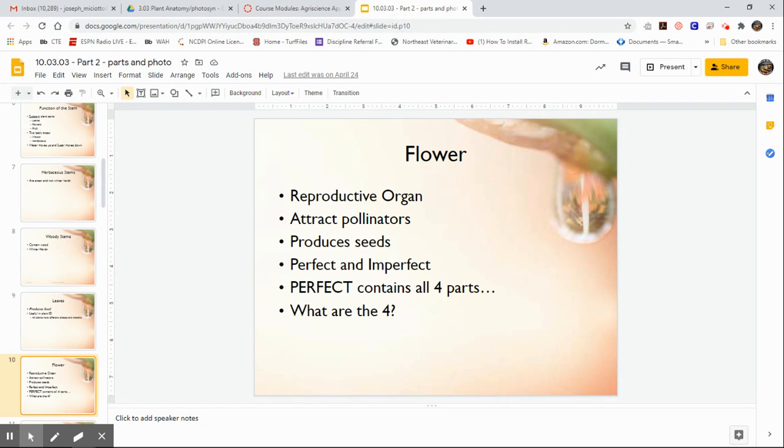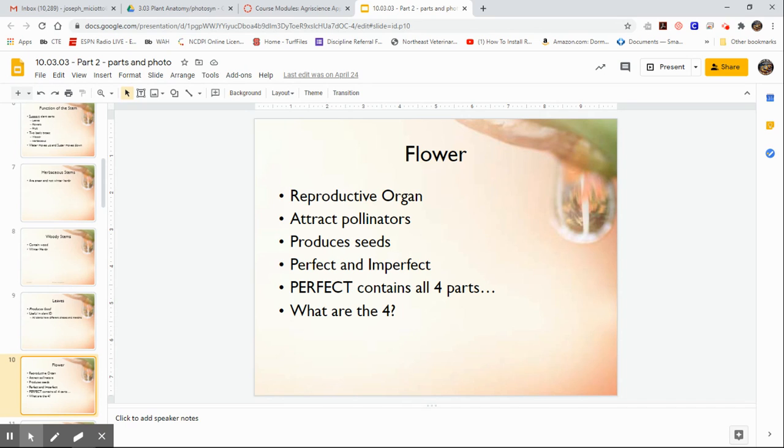And then we spent a little bit of time talking about flowers as well. So the flower is your reproductive organ. So in order to have fruit, you must first have a flower. So we talked about the 4 parts of a flower, just trying to get familiar with terminology today. We talked about petals. We talked about the sepal, the pistil, and the stamen. So if a flower has all 4 of those parts, they are called perfect.